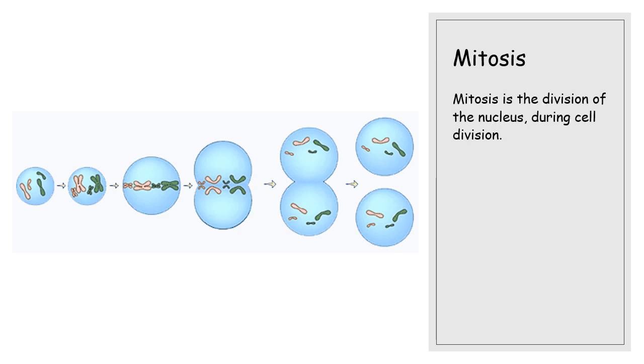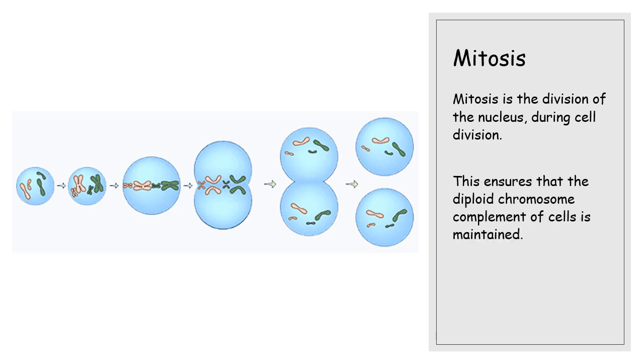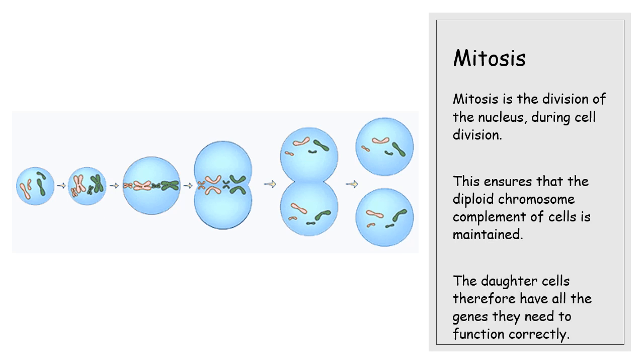Mitosis is the process of dividing the nucleus during cell division. The first step of that is to replicate the chromosomes that are in the nucleus. This makes sure that the diploid chromosome complement of cells is maintained and that every single daughter cell has all the genes needed to function correctly. And that's going to be really important for the proper functioning of this multicellular organism, which these daughter cells are going to be part of.